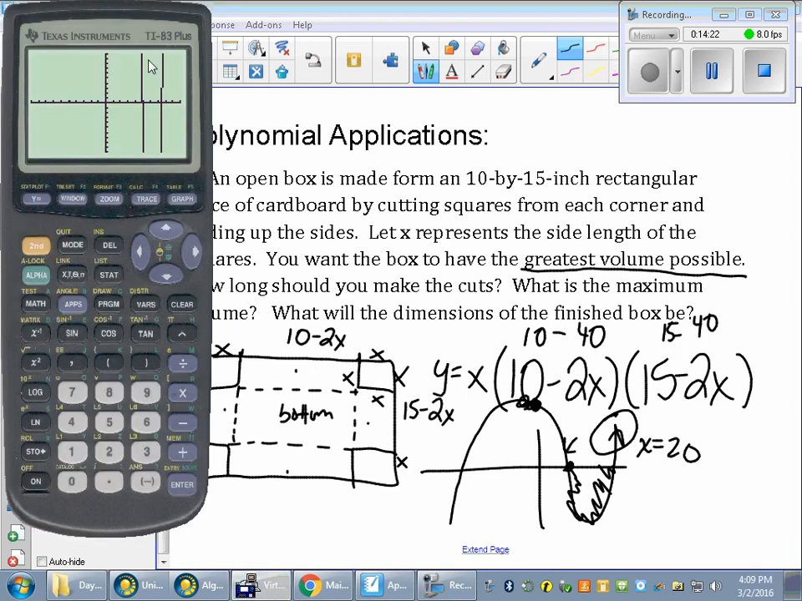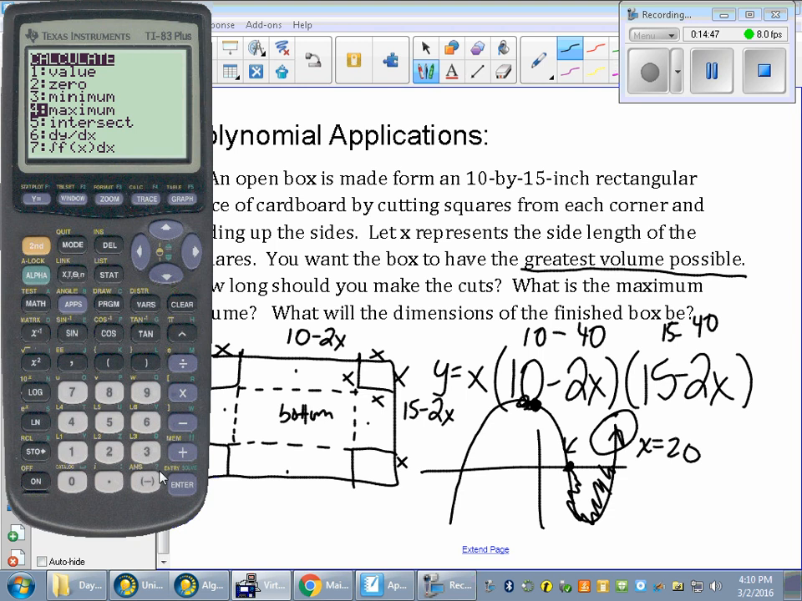So currently I can't see what my highest volume is, so I need to change my window. I need to see higher on my y maximum. So let's make it something like 500. I have no idea how high it goes, but it could go much lower than that, but let's see if that works. And there's the maximum of my volume again. All of this over here is not important because it's where my two measurements would be negative, thus making it positive. How do I find that maximum point?